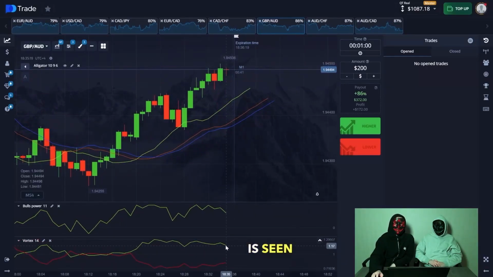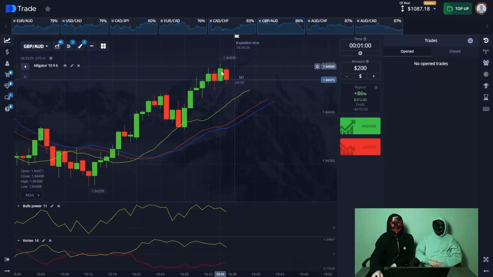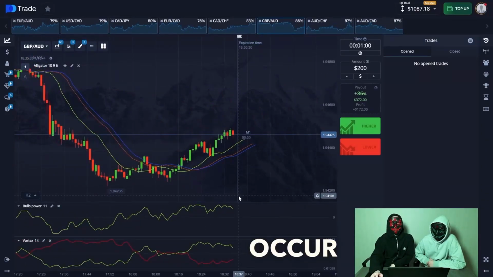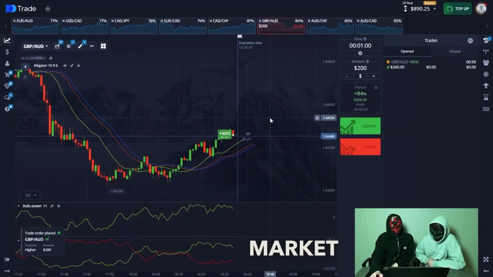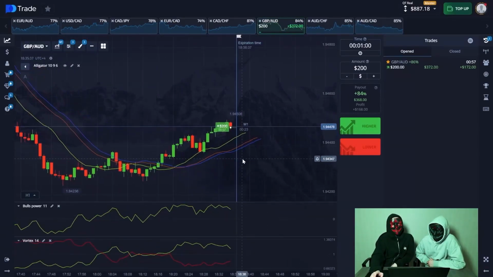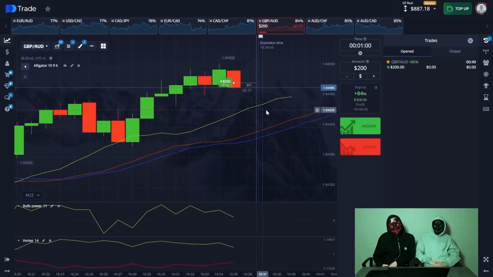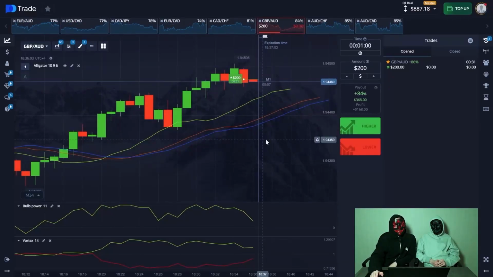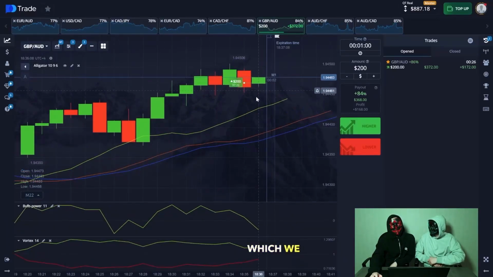A decrease is seen in this area, illustrated by the new red candlestick heading downward. A minor pullback is bound to occur, but we'll enter for an increase in this position for a minute, trusting the overall market trend. The new candlestick starts to calibrate, first being red. A shadow surfaces, which we notice.